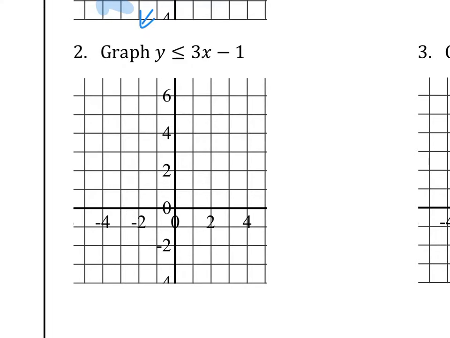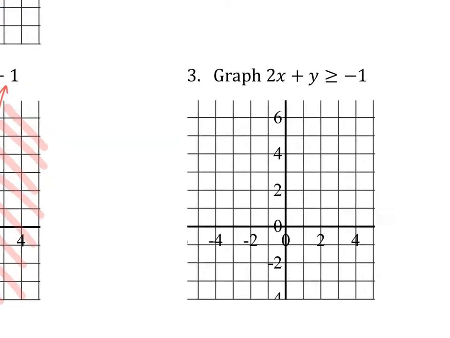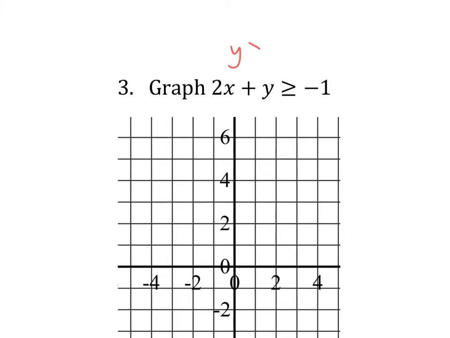Okay, so for number 2, we're going to start at -1, and it goes up 3 over 1, same as before. But this one's a less than or equal to, so that's going to be a solid line. And that is less than, so we're going to shade down. If you're not sure about shading up and down, you can always put in a test point, 0, 0, and check.